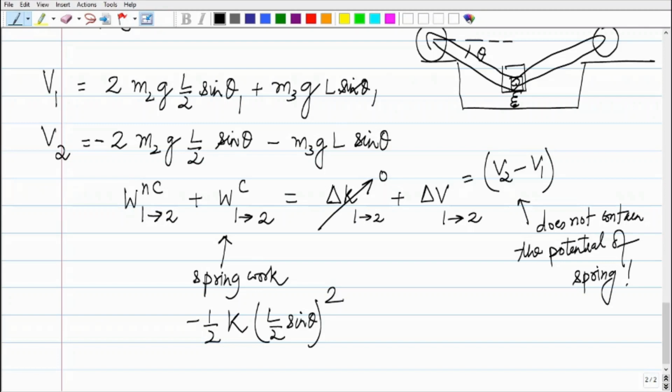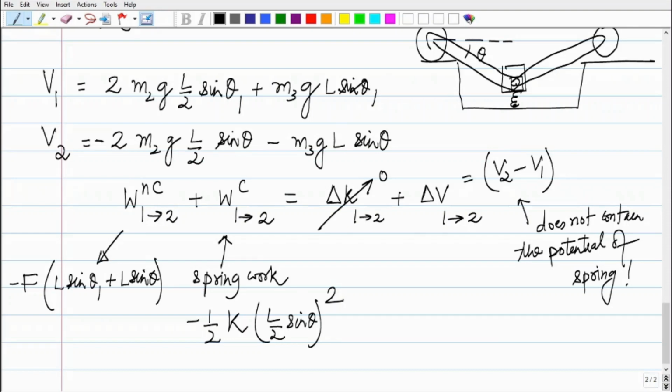Okay, and finally the work done by the non-conservative force, that's simply minus F into the distance traveled by the collar, which is L sine theta 1 plus L sine theta. See, it comes with a plus sign because it has gone on the negative side, right? The final position of the collar is below the datum. So we get a plus here.